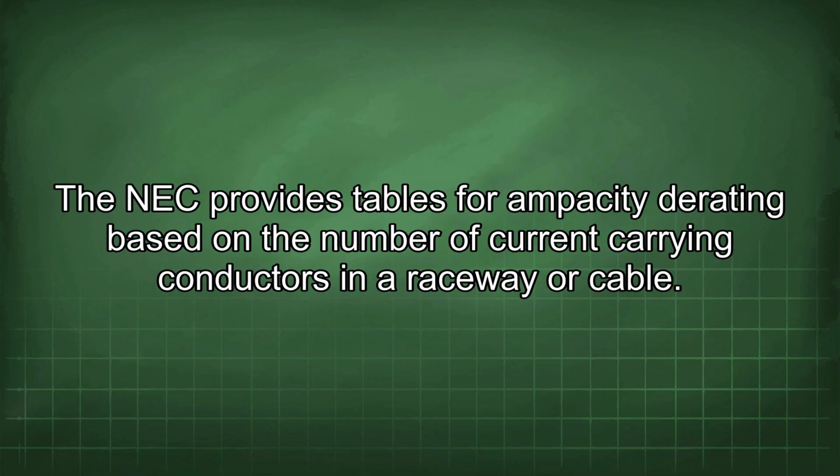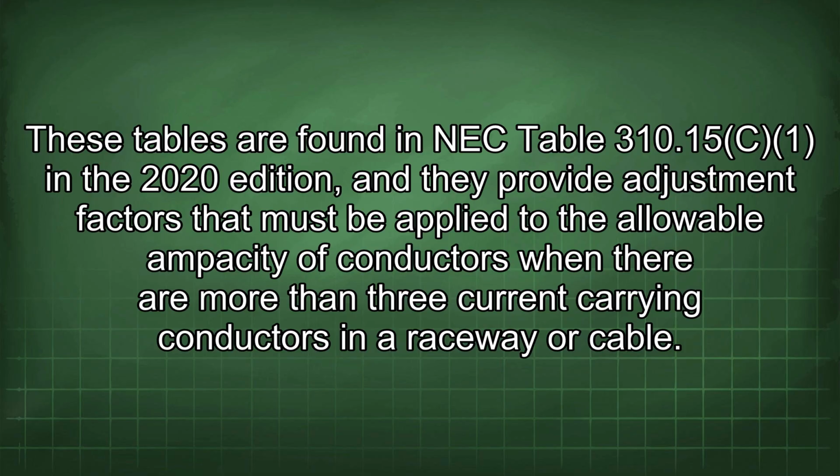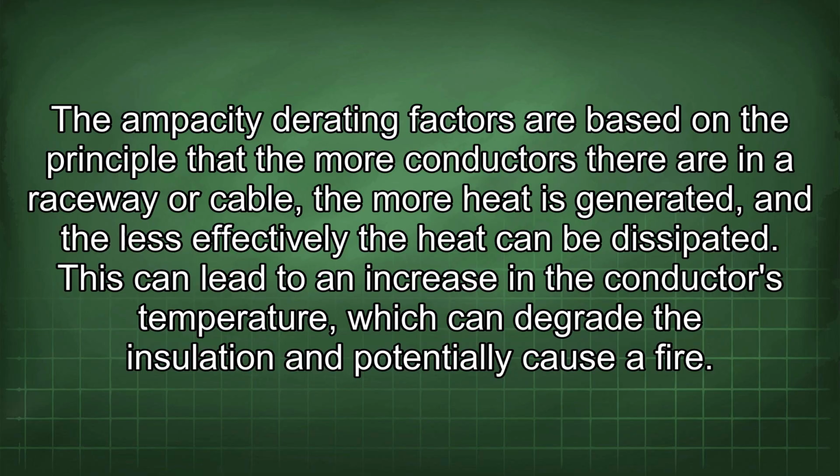The NEC provides tables for ampacity derating based on the number of current-carrying conductors in a raceway or cable. These tables are found in NEC Table 310.15 in the 2020 edition, and they provide adjustment factors that must be applied to the allowable ampacity of conductors when there are more than 3 current-carrying conductors in a raceway or cable. The ampacity derating factors are based on the principle that the more conductors there are in a raceway or cable, the more heat is generated, and the less effectively the heat can be dissipated. This can lead to an increase in the conductor's temperature, which can degrade the insulation and potentially cause a fire.